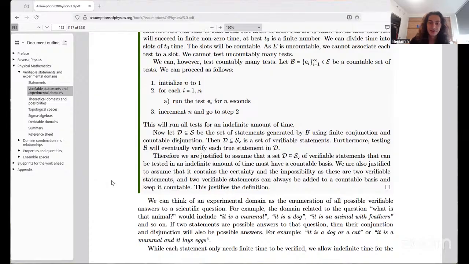Therefore, we are justified to assume that a set D that is a subset of verifiable statements that can be tested in an indefinite amount of time must have a countable basis. We are also justified to assume that it contains the certainty and the impossibility, as these two are verifiable statements, and two verifiable statements can always be added to a countable basis and keep it countable. This justifies the definition.